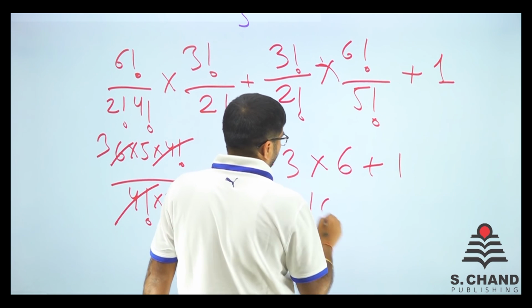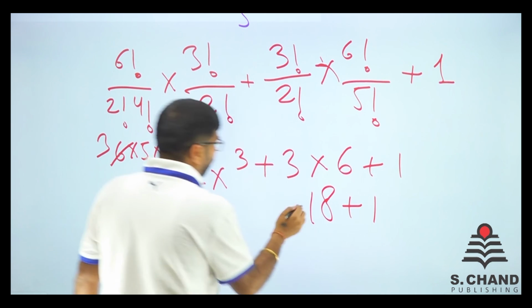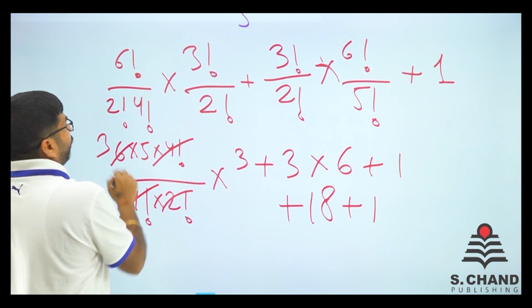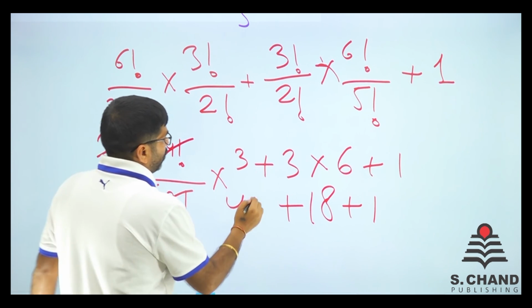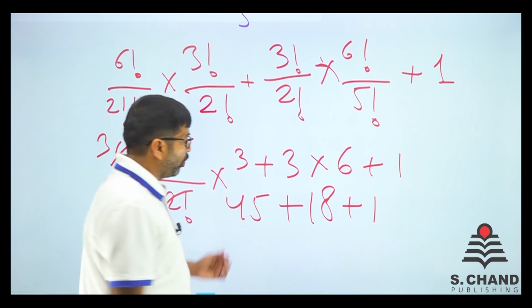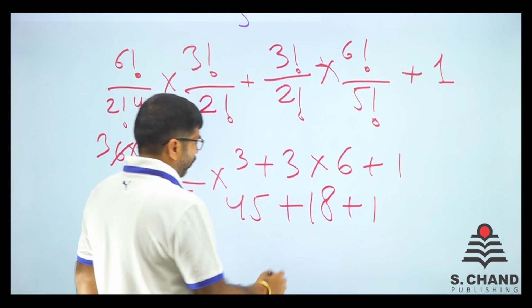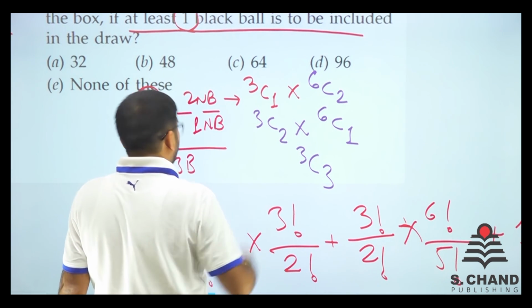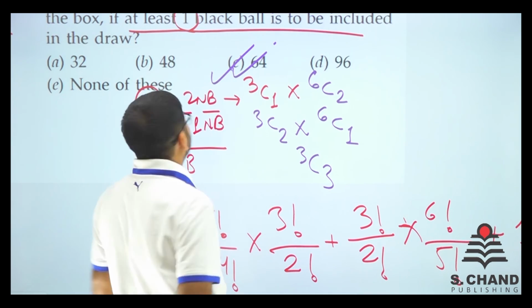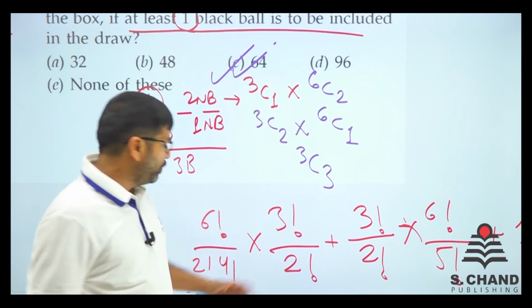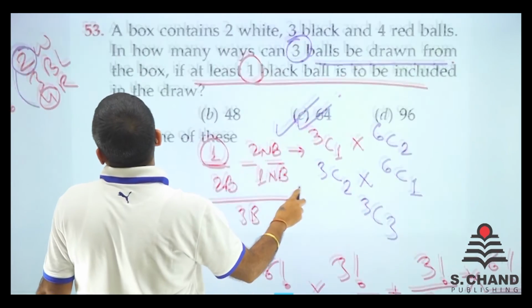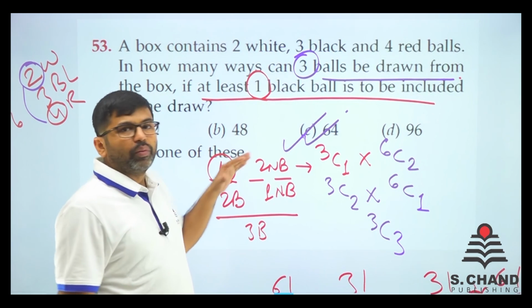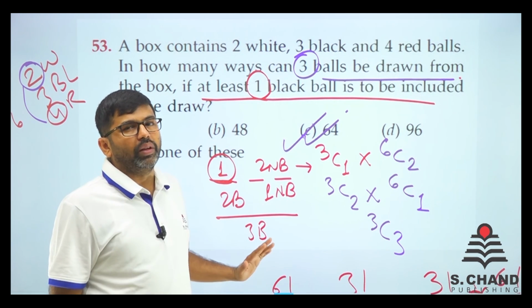So 3 into 6 is 18, plus 1 is 19, plus here we have 5 into 3, 15. 15 into 3 is 45. So we have total combinations like 45 plus 19. 45 plus 19 is 64. As option, we have 64 and that is our answer. As simple as that. That is question number 53. We got 64, and I did it in the simplest way possible.